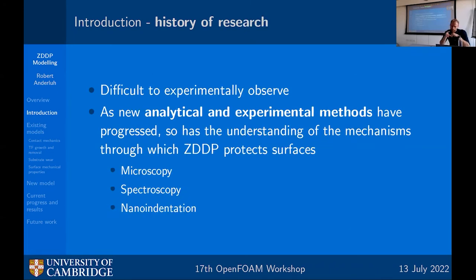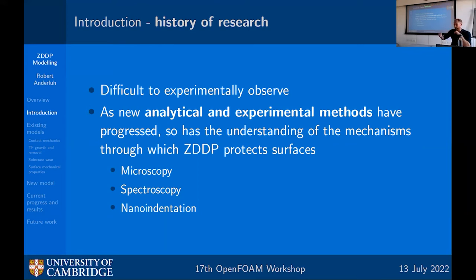Regarding the history of research, this part is interesting because, as with a lot of things in tribology, it is very difficult to experimentally observe. For example, if you're trying to observe that, you can't simply take it out of contact because then you're changing the chemistry of the contact, you're exposing it to air and so on.